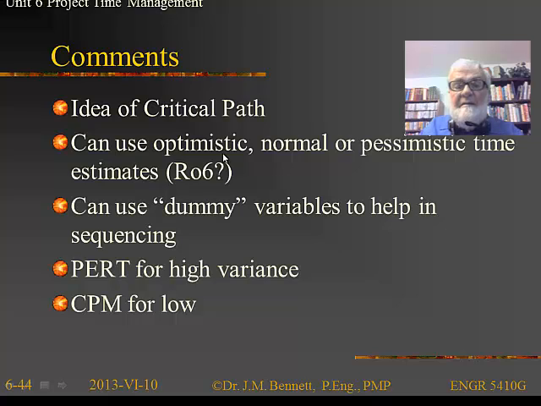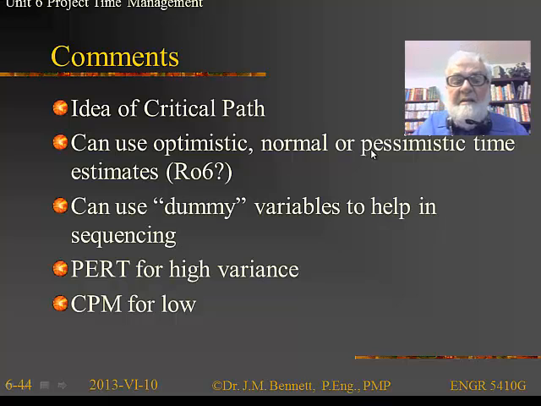Activity on arrow allows us to use the rule of 6, which basically says, what is the expected value of that particular activity? What is the most optimistic? And what is the most pessimistic? Then we add together the optimistic estimate plus 4 times the expected or normal plus the pessimistic and divide it by 6 to get us a more realistic value itself.